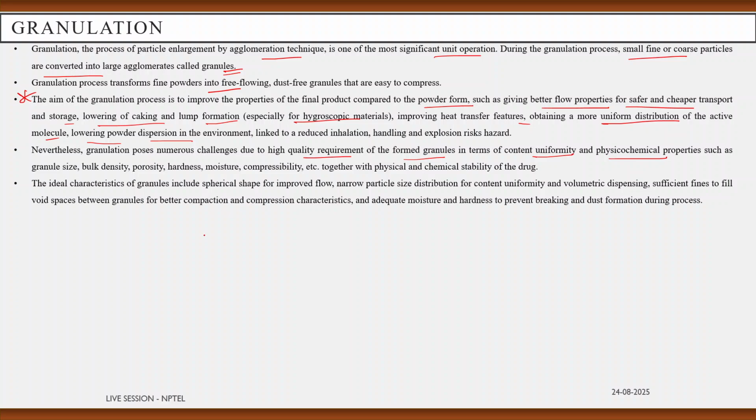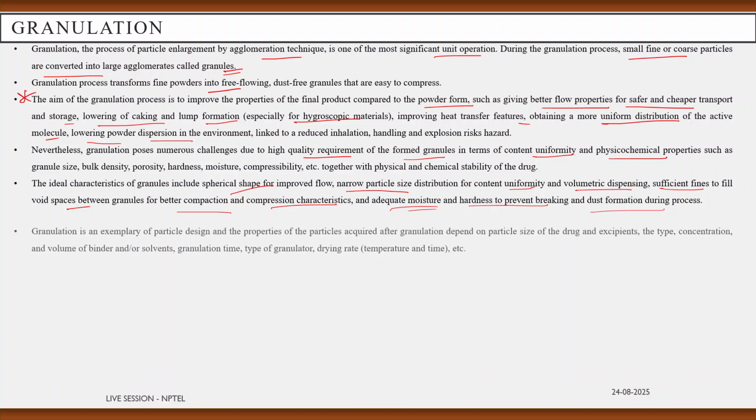So what we need: the ideal characteristics of any kind of granules should be spherical in shape, which may improve the flow; narrow particle size distribution for content uniformity and volumetric dispensing; sufficient fines to fill the void spaces between the granules for better compaction and compression characteristics; and adequate moisture and hardness to prevent breaking and any kind of dust formation during the process.